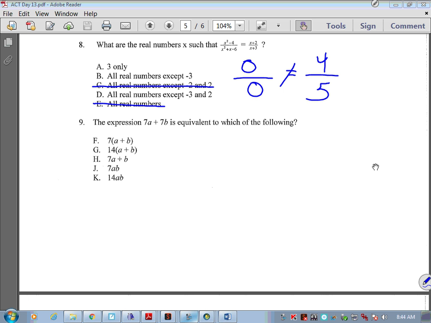So my answer is, what are the real numbers x such that? The reason that this didn't work is because it said real numbers, and dividing by 0 gives me unreal values. So all real numbers except negative 3 and 2. Negative 3 doesn't work because it gives me unreal numbers. 2 doesn't work because 0 over 0 does not equal 4/5.